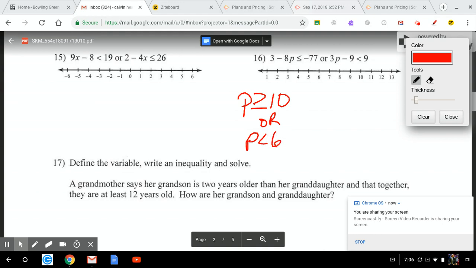So when I put these on my graph, I have on 6 open circle going this way. On 10 closed circle going this way. So my interval notation, remember, this is going to negative infinity. And those I got parentheses, and then there's my 6. Or I'll have bracket on 10, positive infinity. And remember, that's a parenthesis. All right, so that's my interval notation right there. Okay.